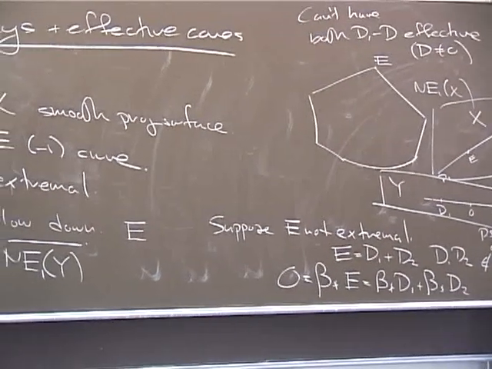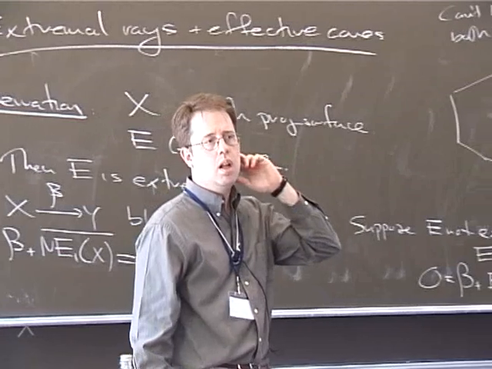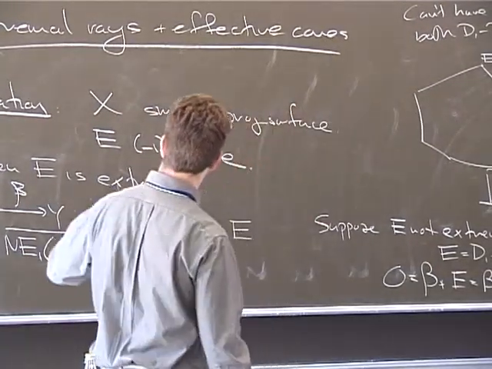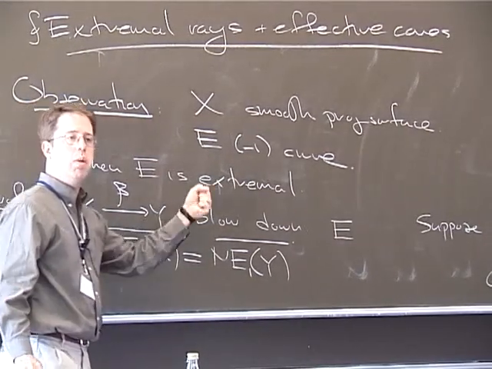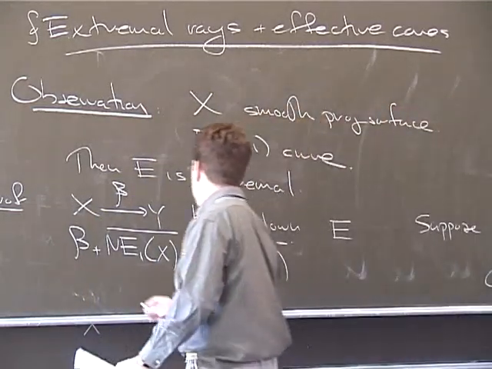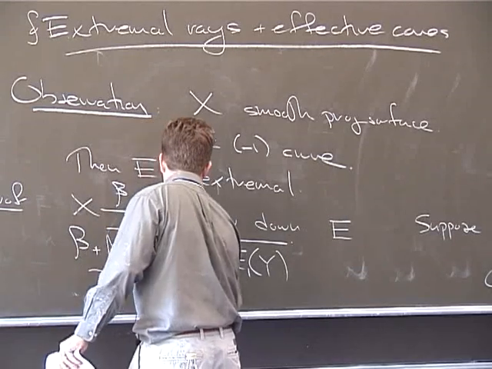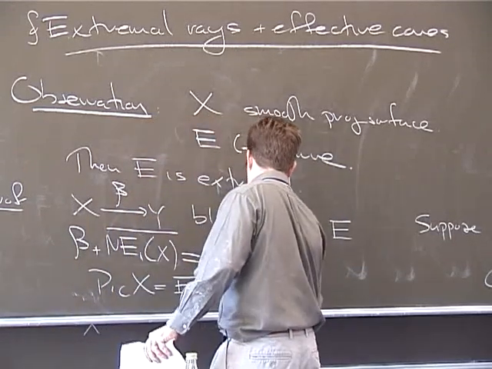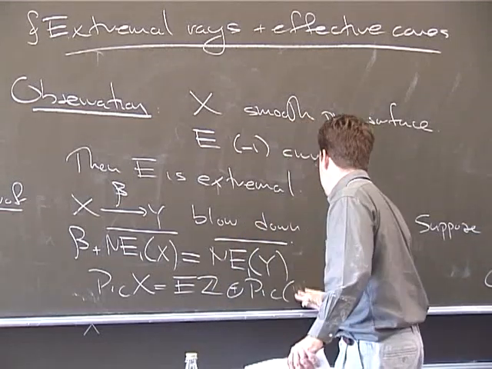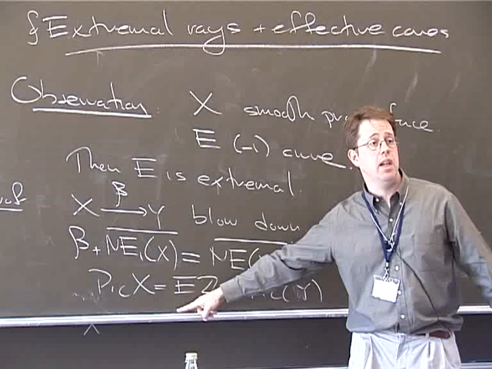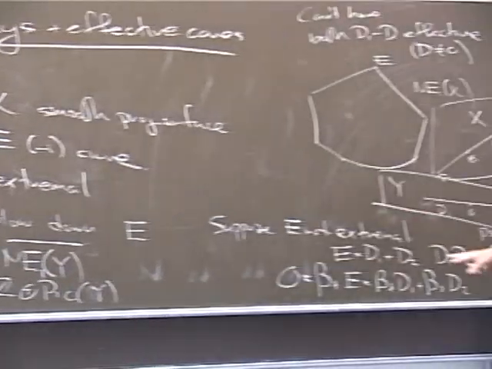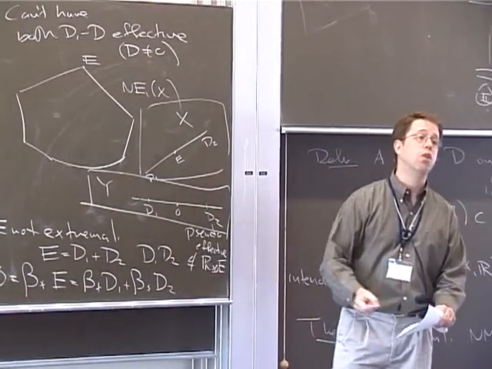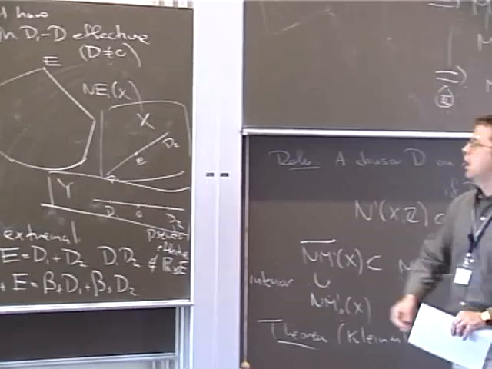Well, I should have said that, in fact, when I blow this down, the Picard group of X is just equal to the Picard group of Y plus the rank 1 lattice spanned by E. So the only things that can go to 0 under beta are the things that are proportional to E. But I'm assuming here that D1 and D2 are not proportional to E, so they don't go to 0.